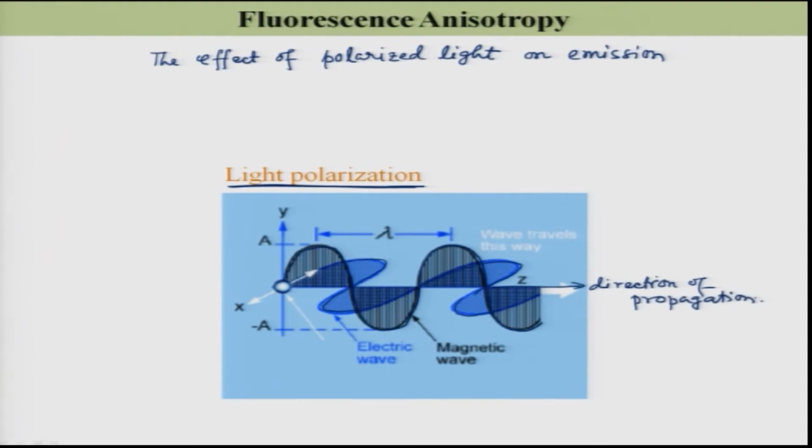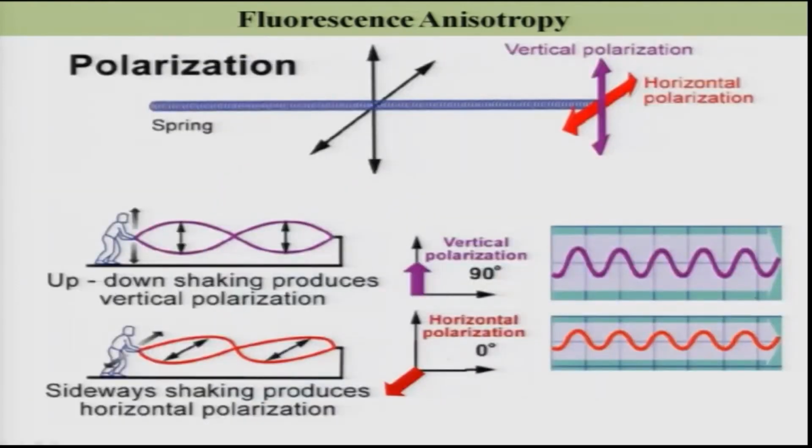Now, normal light can be represented as the electric field oscillating in all directions. In this case, like this is a kind of spring, and I am oscillating this spring in the vertical direction. You can also oscillate the spring in the horizontal direction like that. Here the spring is oscillating this way.